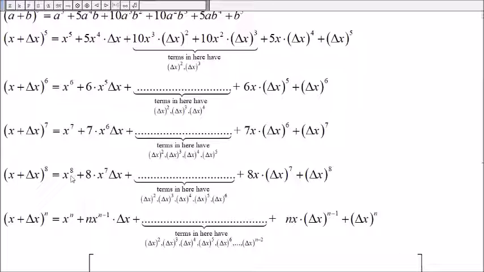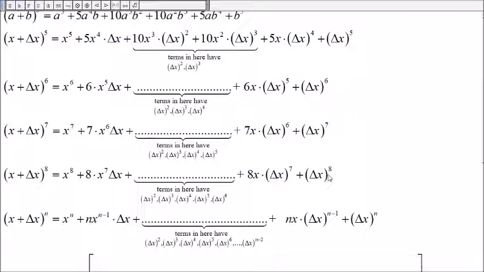The first term will be x to the 8th, and then we get a times x to the a minus 1, which is 7. And so this number right here is always going to be 1 less than this number. And then times delta x to the first. And then in between, the next term we'll have delta x to the second. The next we'll have x to the delta x to the third, the fourth, the fifth, the sixth. And then we'll get to the last 2 terms, which is the 7, delta x to the 7, and delta x to the 8th.